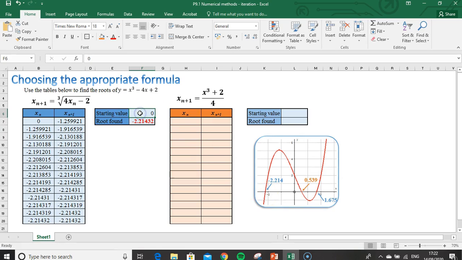So what I want to do is, let's say I'm going to try and find this 0.539. So let's try a different value. Let's try a bit closer. Let's go 0.5. See what happens.